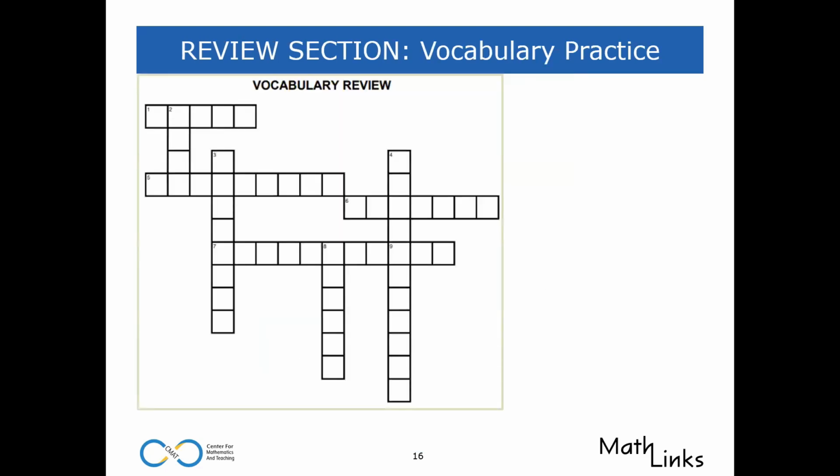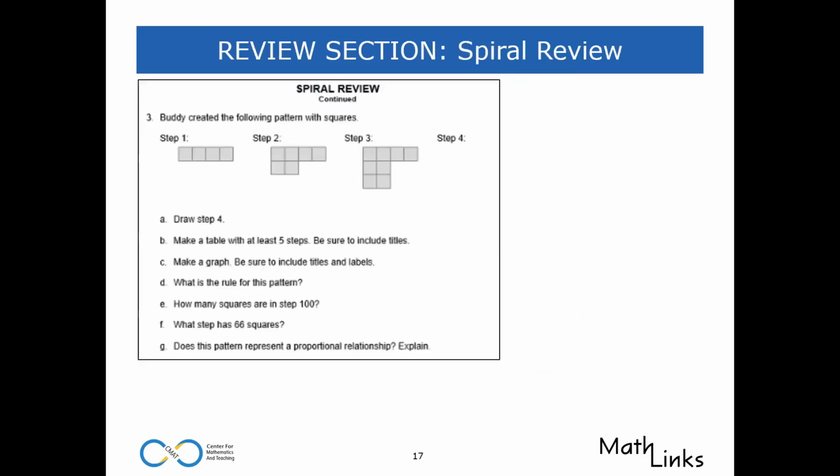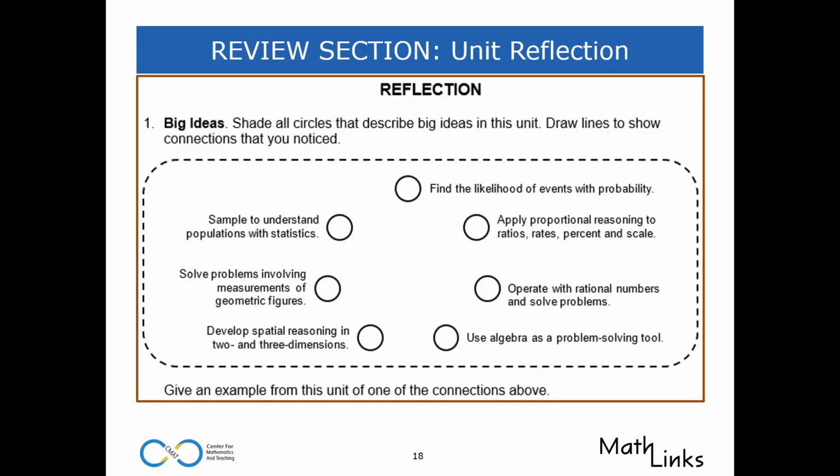Every review section has a crossword vocabulary activity and a 2 to 3 page set of spiral review problems, so that important skills from previous units are not forgotten. And the review section culminates with our signature reflection page. At the top, students determine which big ideas of the course are addressed within the unit. And not only do they identify those big ideas, they also draw lines between them to note important connections that are made.